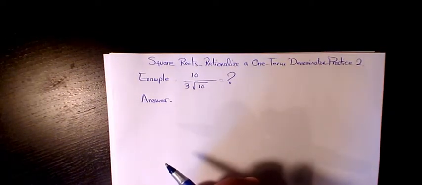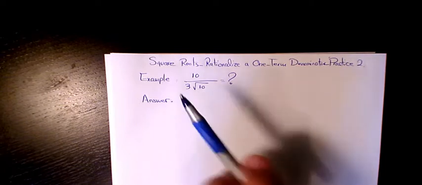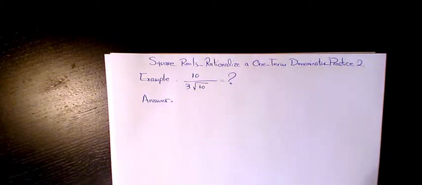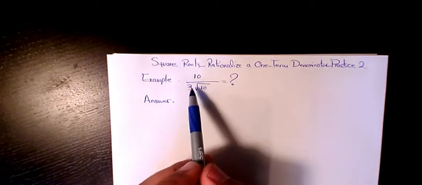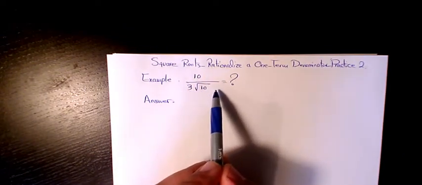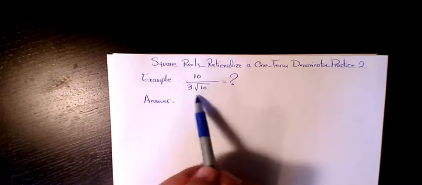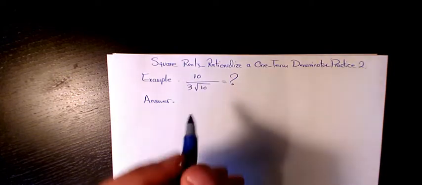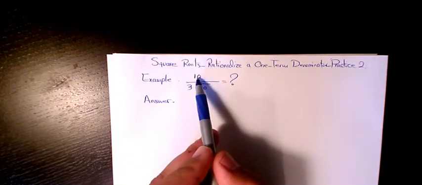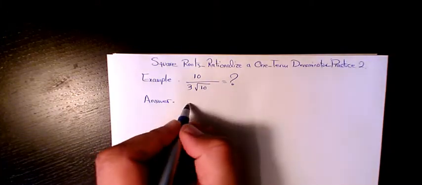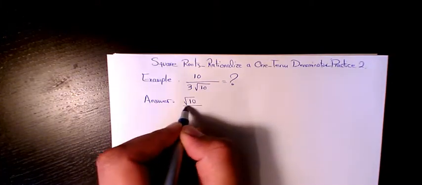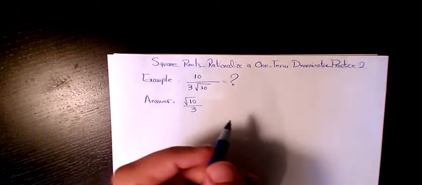Welcome to my channel. In this video I want to show you some examples regarding rationalizing a one-term denominator. This is practice 2. The first example is 10 over 3 root 10. So we need to get rid of these square roots in the denominator. So what we can do, we can say 10 divided by root 10 is going to be root 10 over 3. So basically that's the final answer.